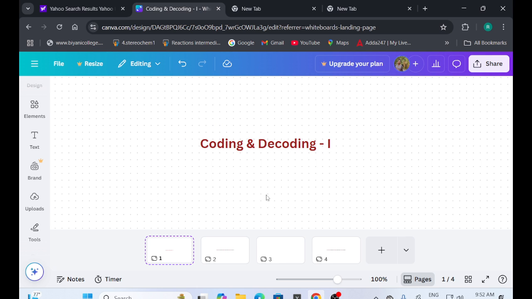So we'll start with coding decoding. This is the first part of coding decoding. It will take a few parts to explain how this works. But I'll see that you guys are understanding it properly. All right, so let's start with it.